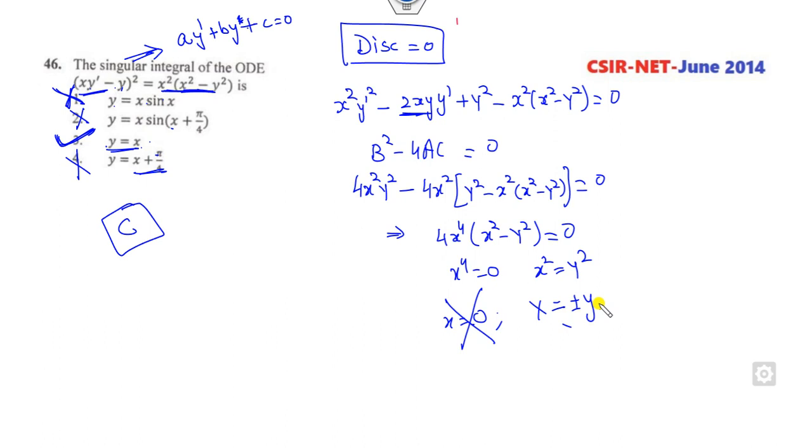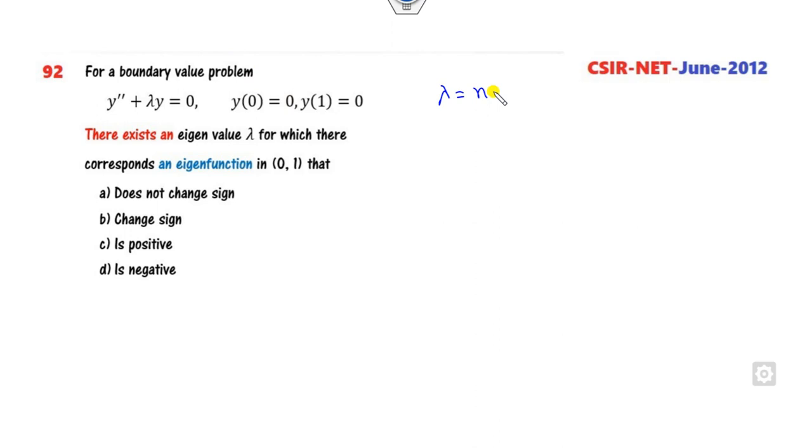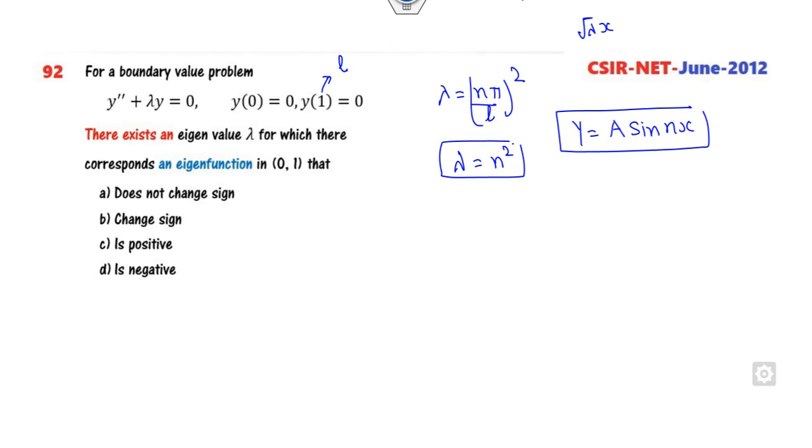Okay, this is the eigenvalue problem. So again, as I told you, this is n pi by l whole square. L is my 1. So the eigenvalue is n square. Fine. The solution will be a constant times sine of root lambda x. So what is the root of this? It is n x. Fine. This is my eigenfunction. This is my eigenvalue.